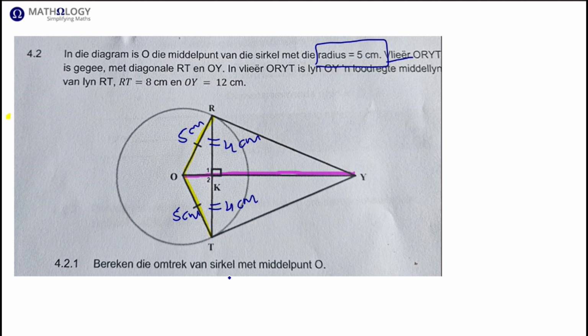We're required to find the circumference of the circle, center O. Now, the circumference of a circle is given by 2 pi r. Pi, we'll just leave it for now. The radius is 5. So the circumference is 10 pi, which is approximately 31.4 if we use pi is approximately 3.14.